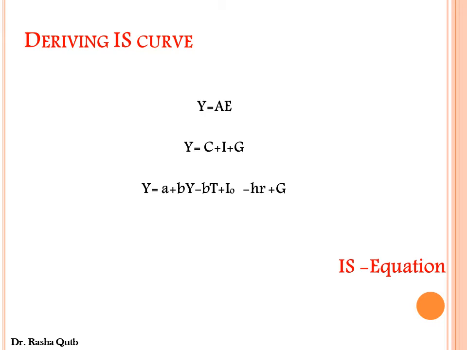This is the part of investment that does not relate to the interest rate. It relates to the profitability of investment projects. We call it autonomous investment. While there is another part of investment, which is induced investment, which is related negatively to the interest rate. H in this investment function is the investment sensitivity to the interest rate, plus G, which is constant government expenditure.